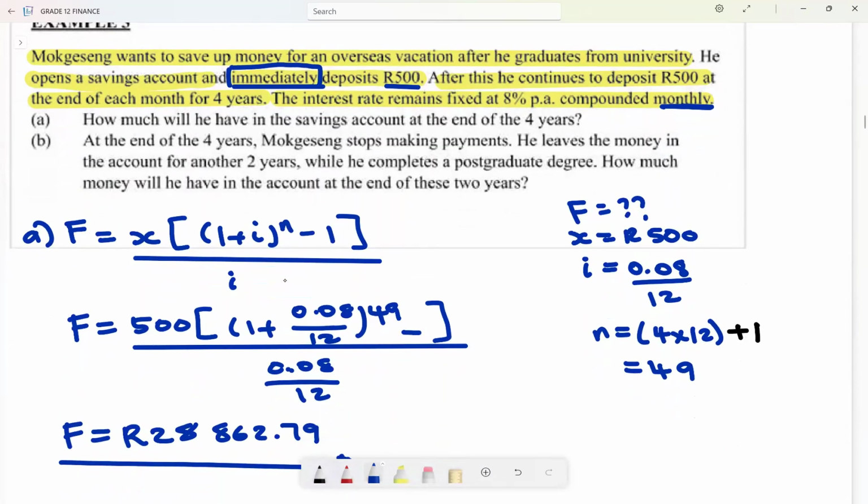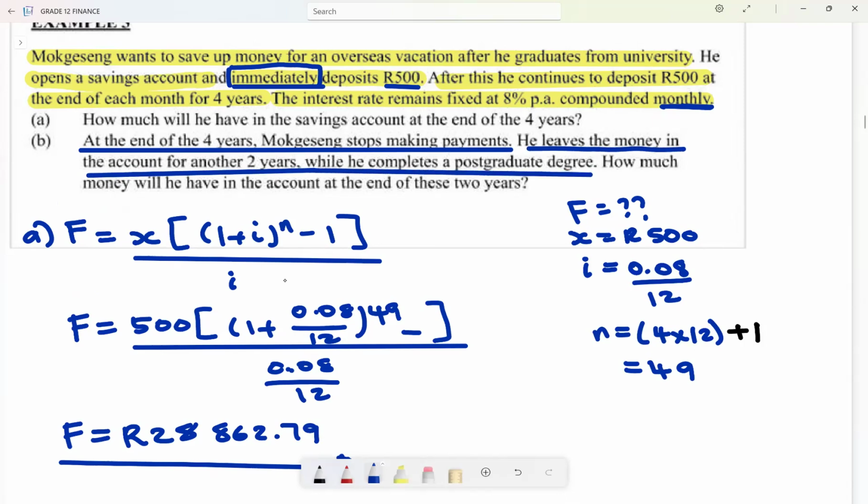But now question B says, at the end of 4 years, Mkheseng stops making payments. Okay, it's normal, because he was supposed to make payments for 4 years, and then after that he will stop. He's supposed to collect his money basically, but now the actual fact is that he leaves the money in the account for another 2 years, while he completes a postgraduate degree.